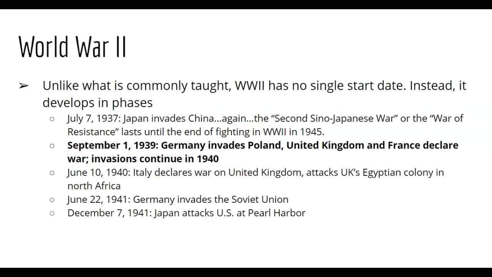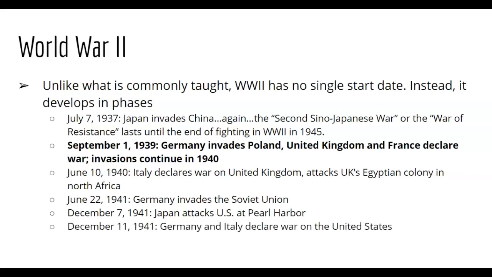From the American point of view, December 7th, 1941, when Japan attacks Pearl Harbor, that is the beginning of World War II for the United States. Really, the final piece of the puzzle happens 4 days later when Germany and Italy declare war on the U.S. They didn't have to do that. Japan was an ally, so Hitler and Mussolini, always aggressive, decided to just declare war on the United States.